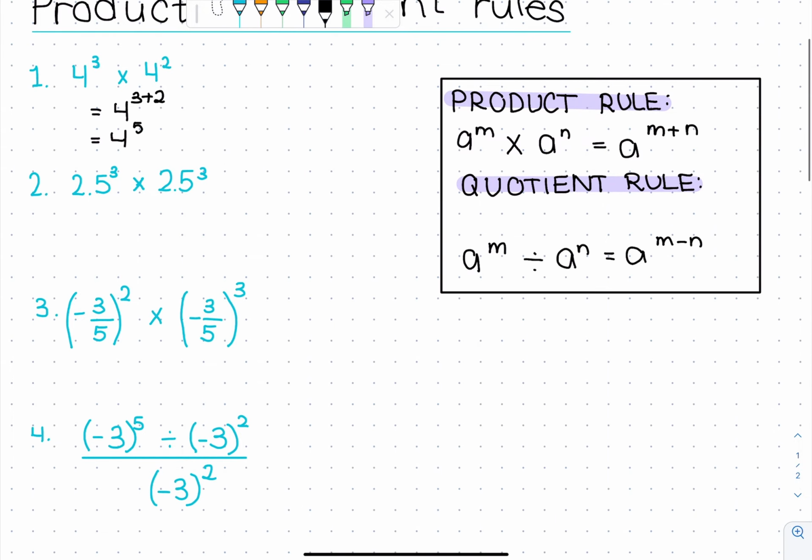And if we take a look at 2, same idea. Our bases are both 2.5, so we're going to be adding the exponents on the top. We're going to get 2.5 to the power of 3 plus 3, which is actually 2.5 to the power of 6. Just a reminder, these are actually just numbers. However, it's usually easier to leave them in the form of exponents because they can get very large.